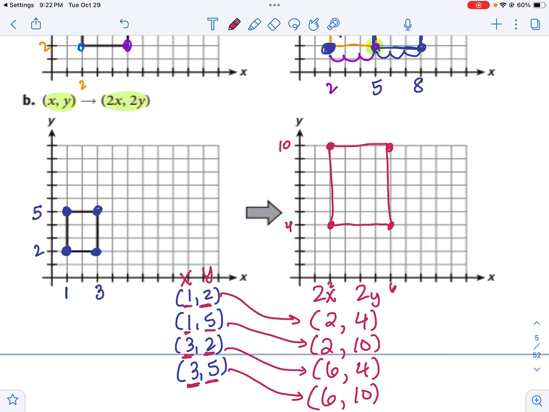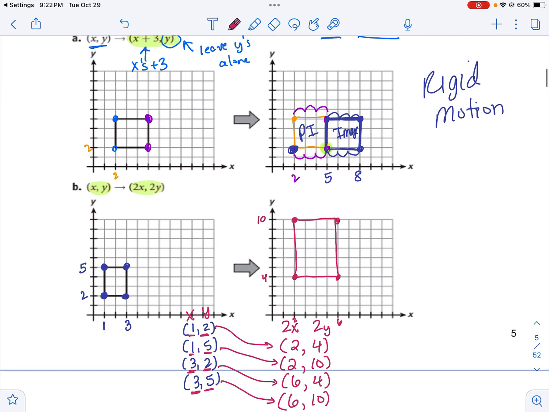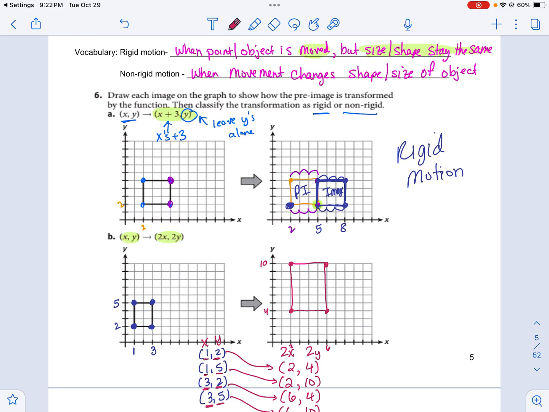Okay, but remember, we now have to look at this rectangle and decide if it's a rigid motion or a non-rigid motion. Rigid motion, remember, means you move the object, but you don't change the shape or the size. Hopefully you can tell that from the first pre-image to the image, that rectangle got much bigger. It doubled in the x values and the y values. So non-rigid means it does change the shape and the size, which is exactly what happened here. So this would be non-rigid motion.